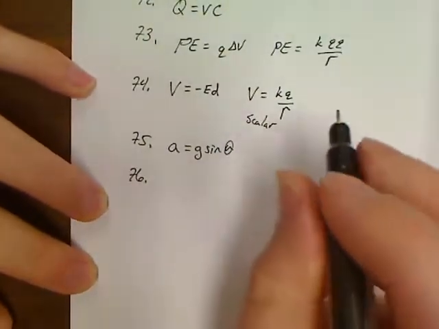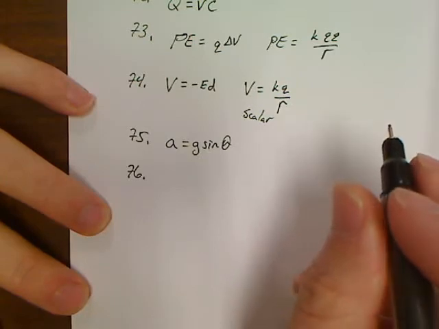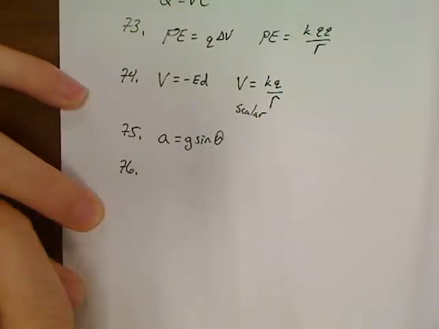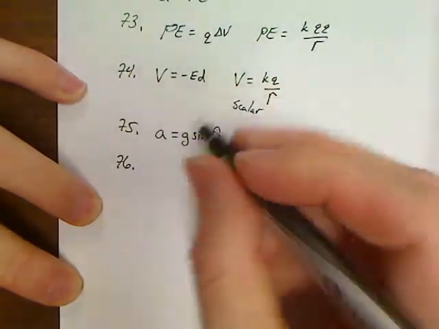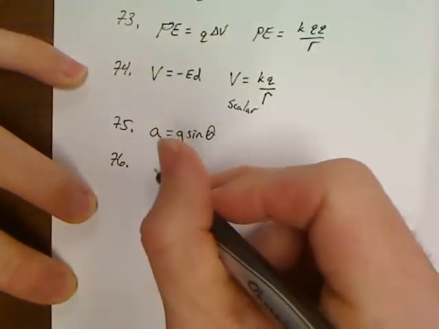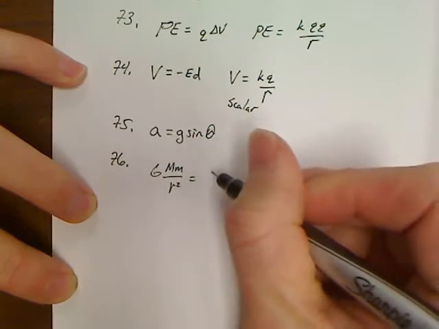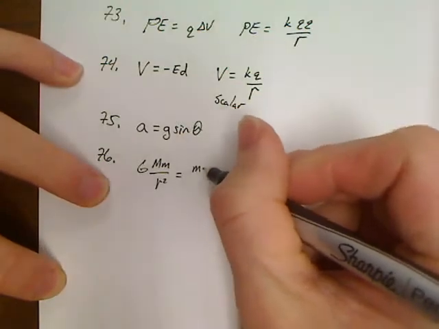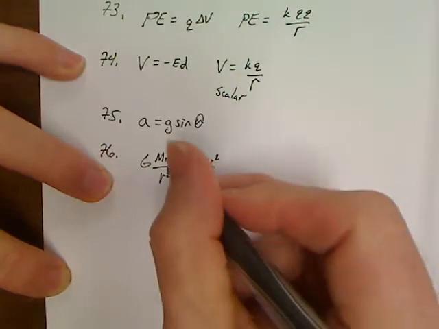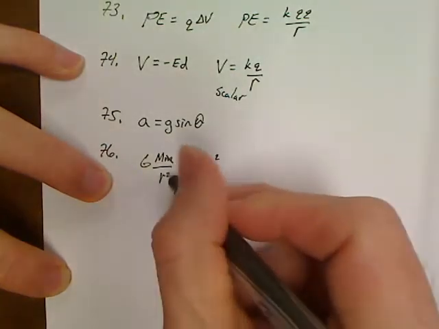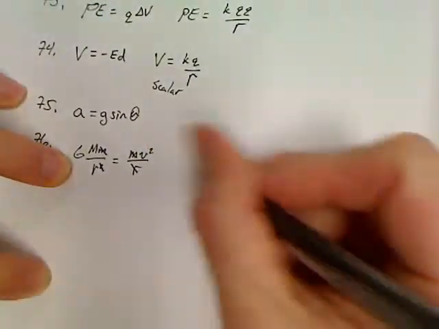76. Period relationship to big G and centripetal velocity. Not sure what I was wanting you to do here. There's a chance I was wanting you just to do this: big G M over R squared equals M V squared over R. And then the M's cancel, that R cancels the square. And here's how period ties back into this.